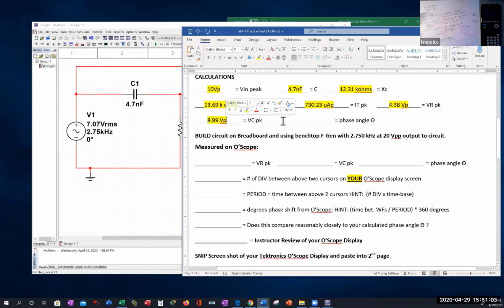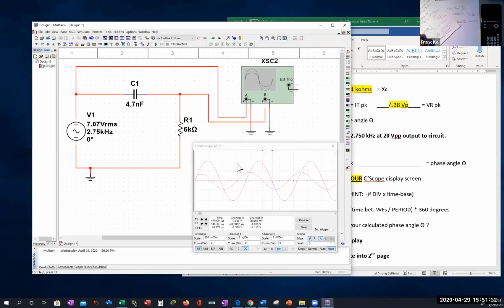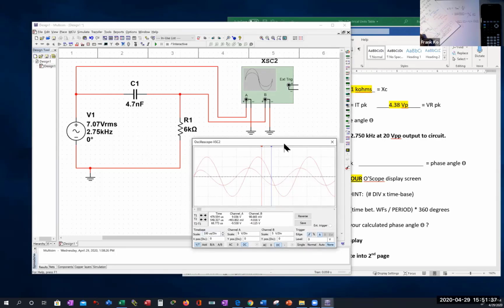And we were able to calculate a phase angle of 64.01 degrees. Okay, as my phase angle of theta. So that's what we were able to accomplish so far. Now what we're going to do is we're going to check out what was measured on the oscilloscope. What was measured on the oscilloscope here in MultiSIM is our voltage on the resistor.